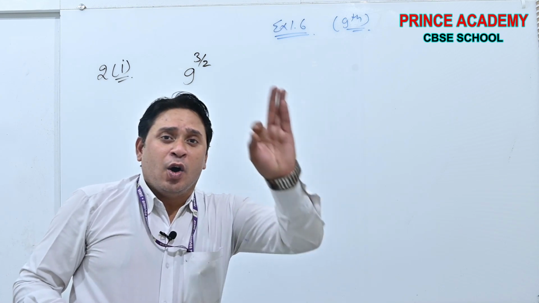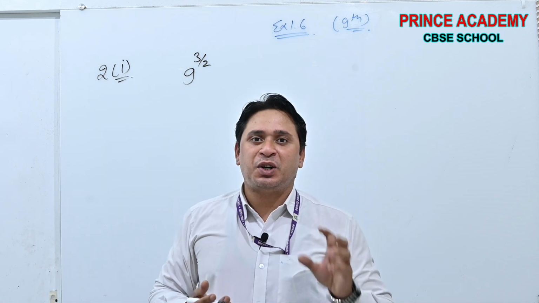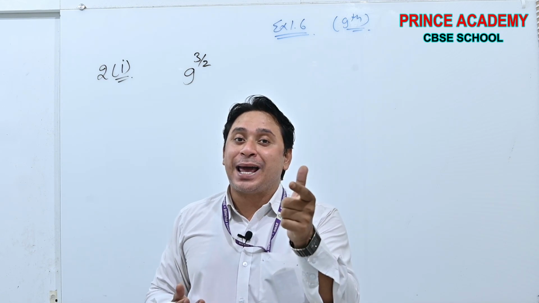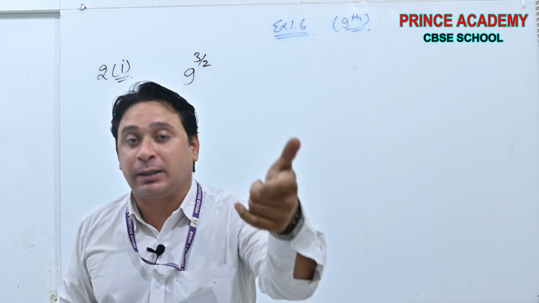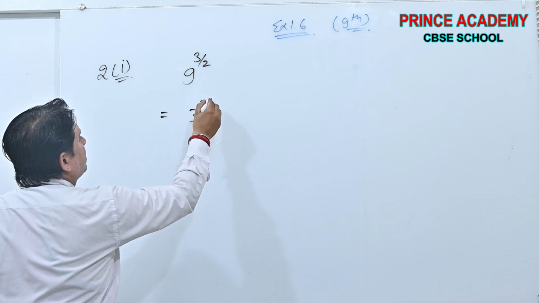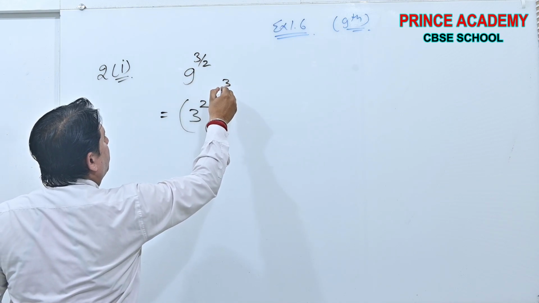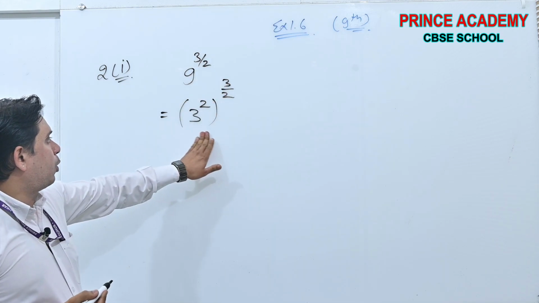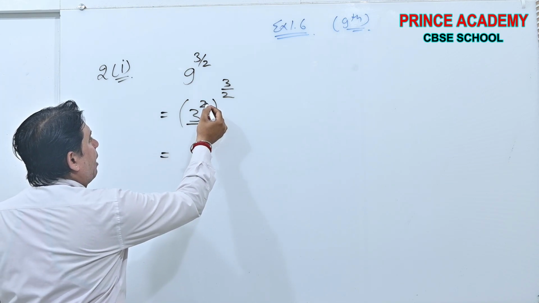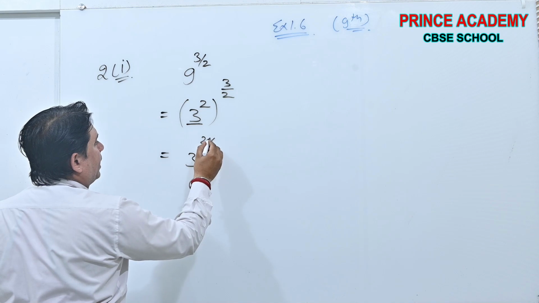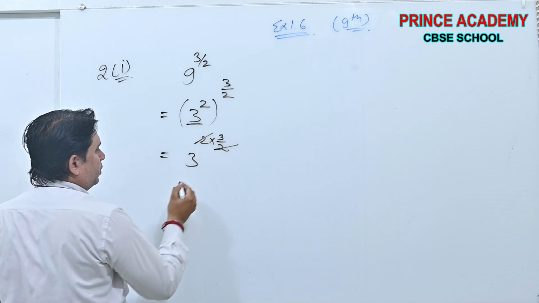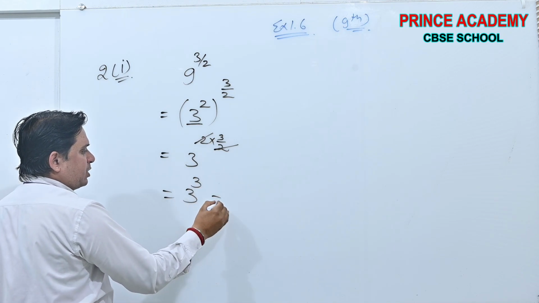Don't worry. Whatever is the base, try to express it in terms of its prime factors. Okay, 9. Can I write 9 as 3 raised to power 2? And the above power is 3 by 2. Okay, done. Now see, base power raised to power 2 into 3 by 2. Done. 2 will cancel 2. 3 raised to power 3.